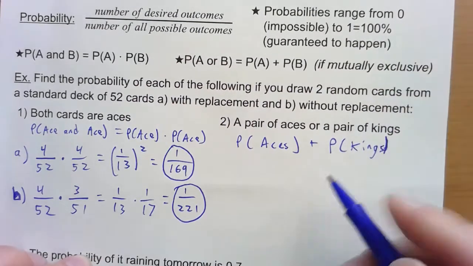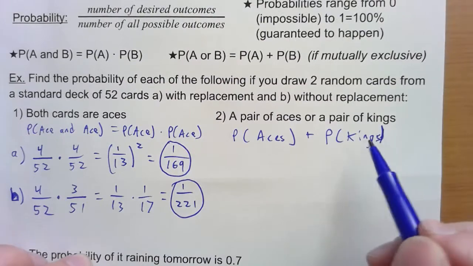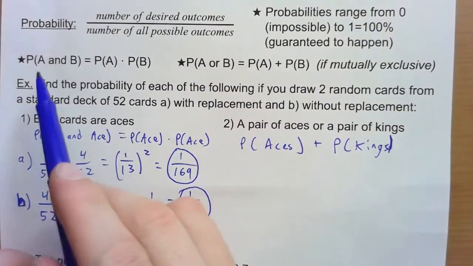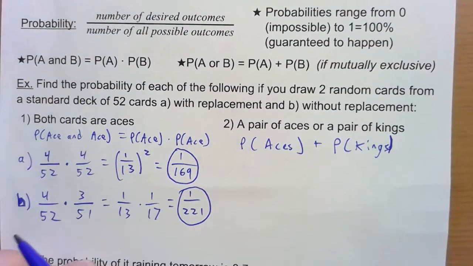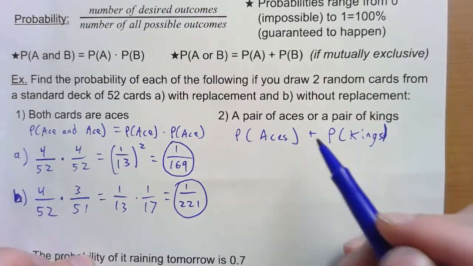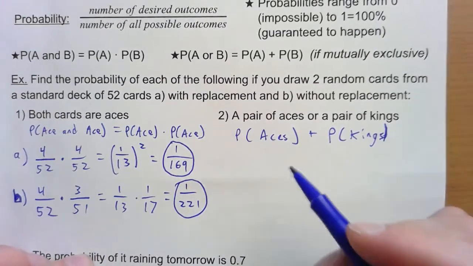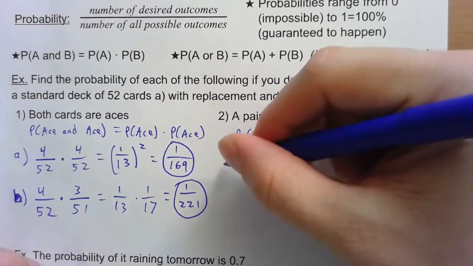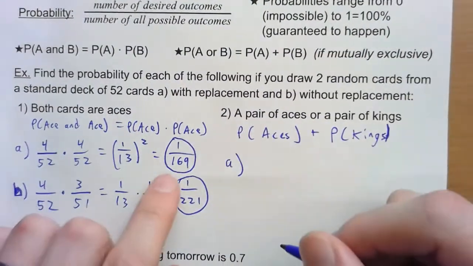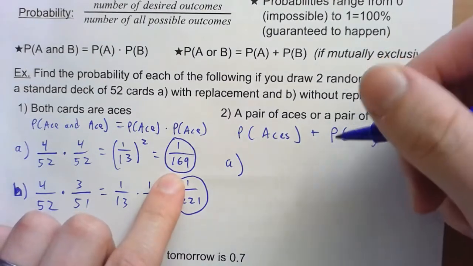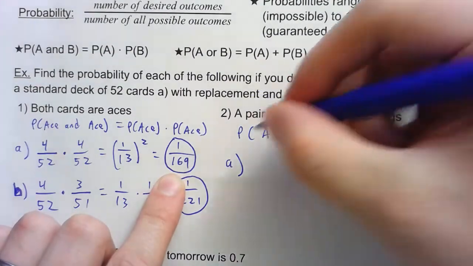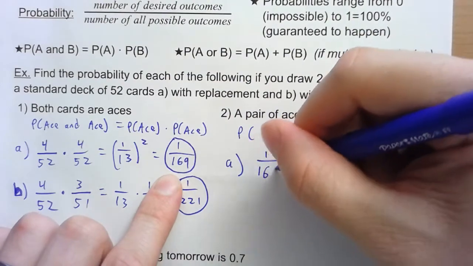This is the notation we use for probability, by the way. This P and then parentheses, that means probability. So back here, this was the probability of A and B happening. Okay? So the probability of aces plus the probability of kings. Well, we already found the probability of aces. So probability of a pair of aces, 2 aces, both cards being aces, for part A, with replacement, was 1 out of 169.